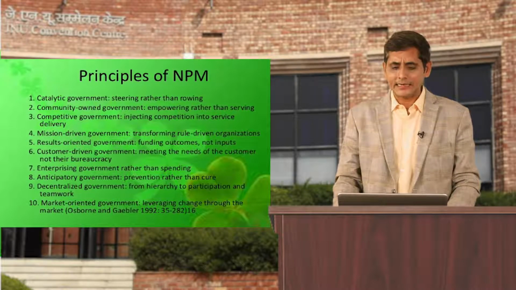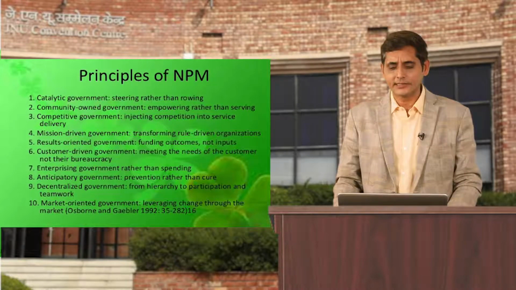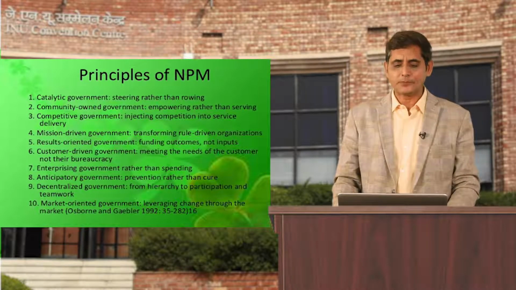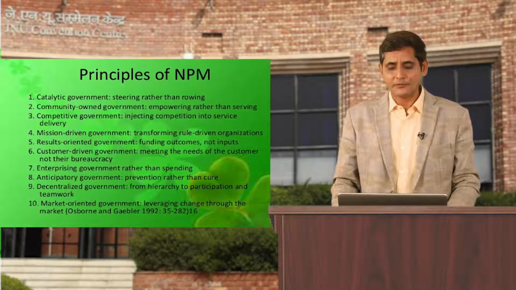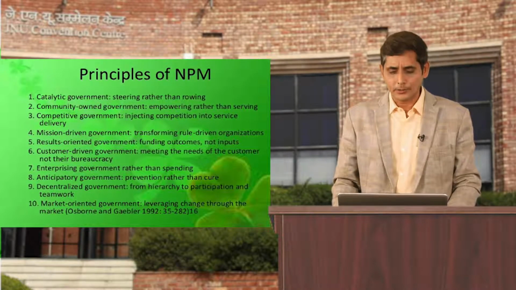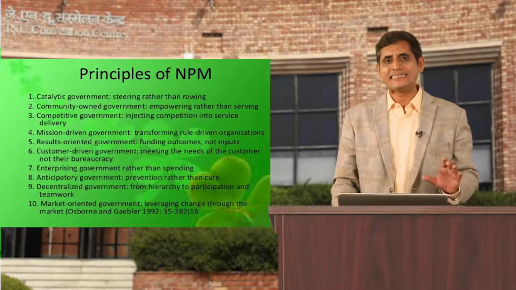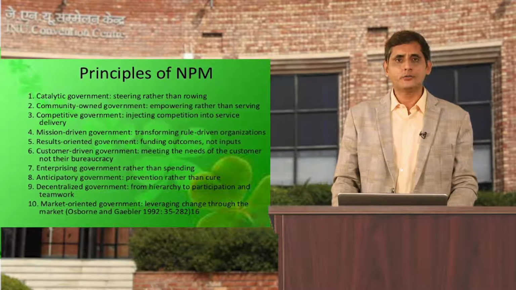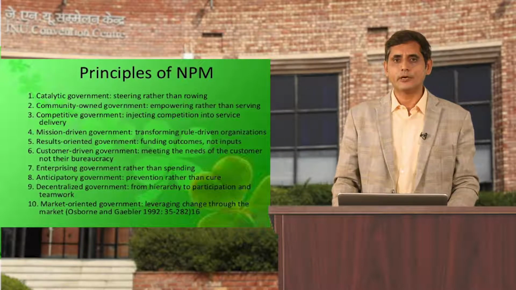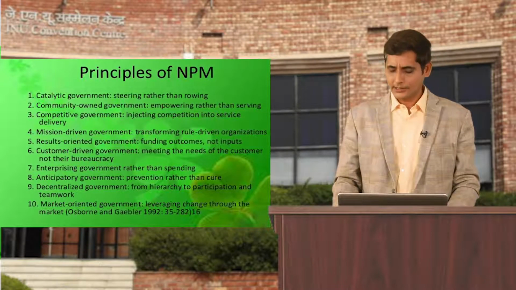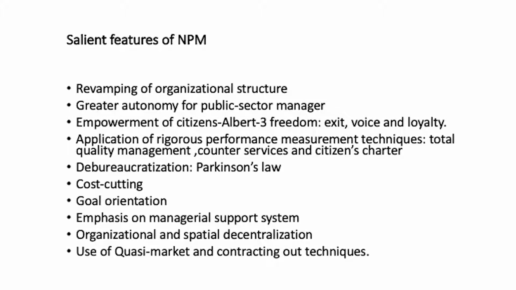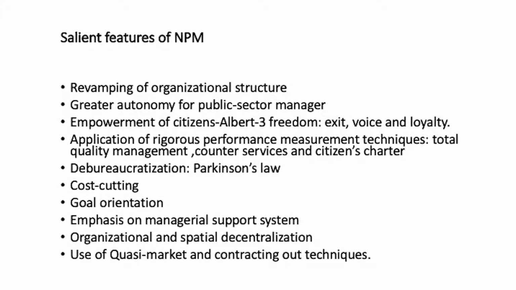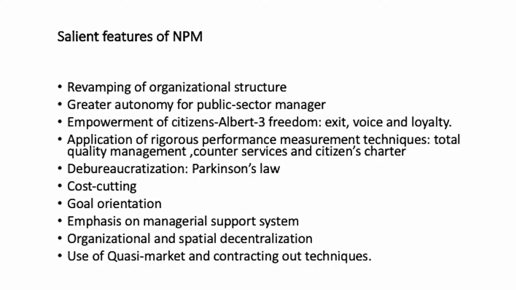Seventh one is enterprising government rather than spending. They talk about anticipatory government, which prevents rather than cures. They also talk about a decentralized government. And the 10th point which they suggested is about promoting the market economy. On the basis of this background, we can say that there are some salient features of new public management.